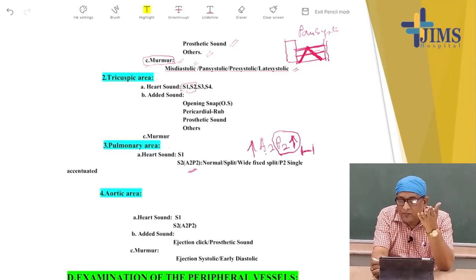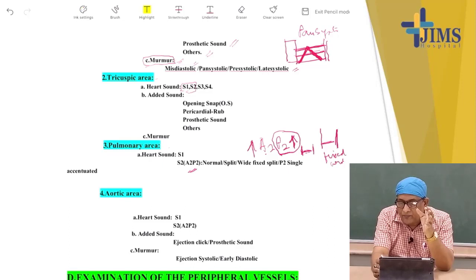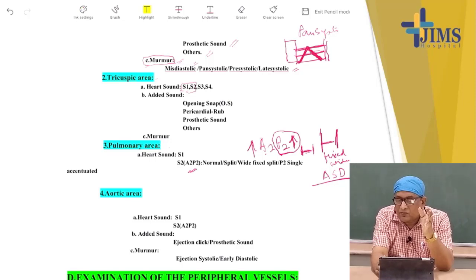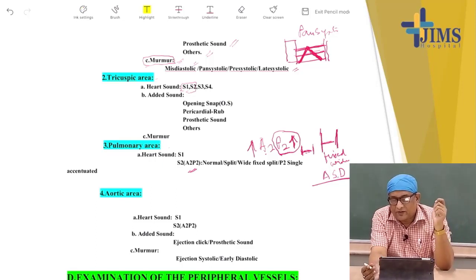So ask the patient to take a deep breath and see whether the gap is increased, and after expiration whether it decreased. So if it is variable, but sometimes it may happen the gap is not variable. Both in inspiration and expiration there is a wide gap. We call it a fixed wide gap. It is found in ASD, atrial septal defect. So this is a very, very important auscultatory finding. So split second heart sound with a fixed wide gap, we call it ASD, atrial septal defect.